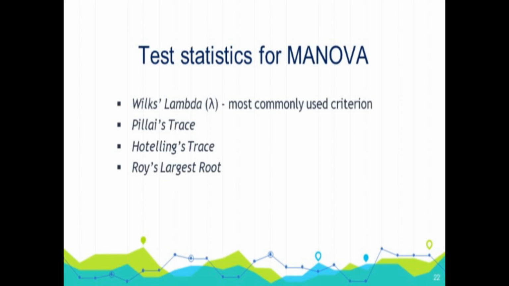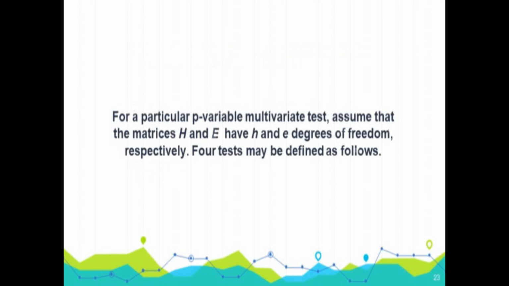Let us now proceed to the test statistics for MANOVA. So there are actually four test statistics for MANOVA. These are: one, Wilks' lambda, the most commonly used criterion. We also have Pillai's trace, Hotelling's trace, and Roy's largest root. For a particular p-variable multivariate test, assume that the matrices H and E have degrees of freedom, respectively, and the test may be defined as follows. H is called the hypothesis matrix, and E is the error matrix.